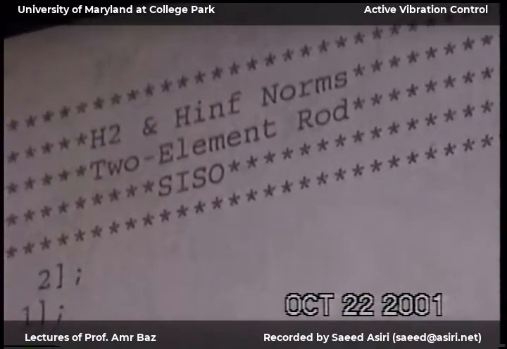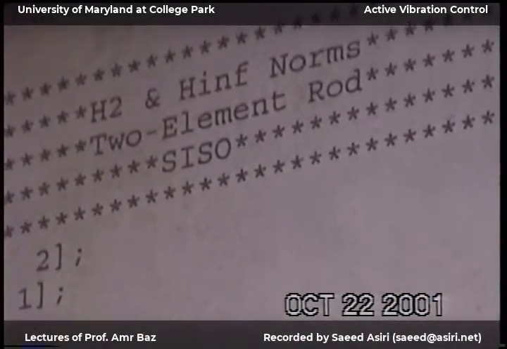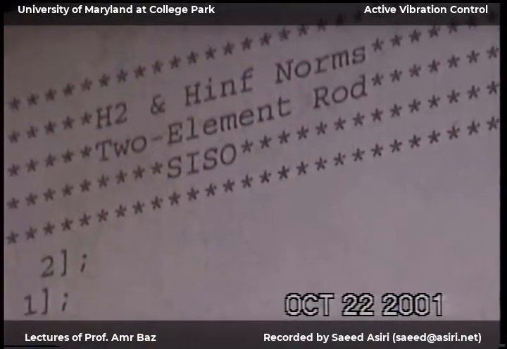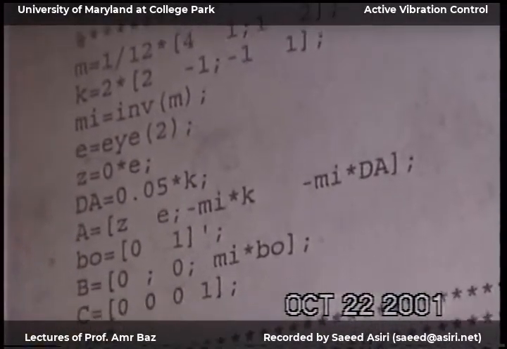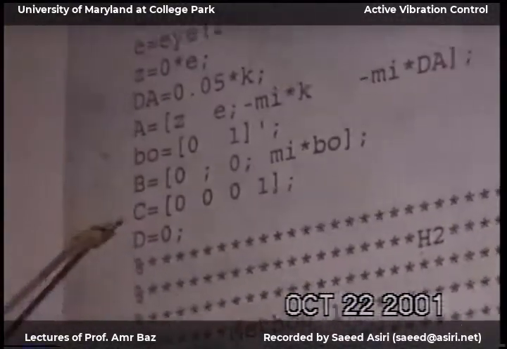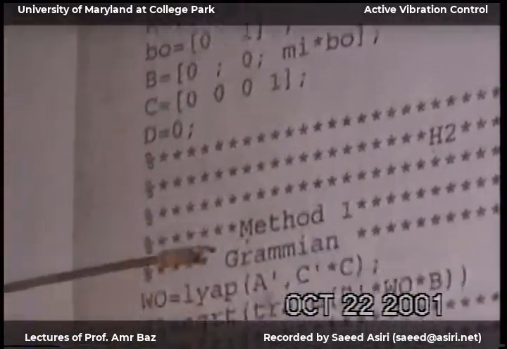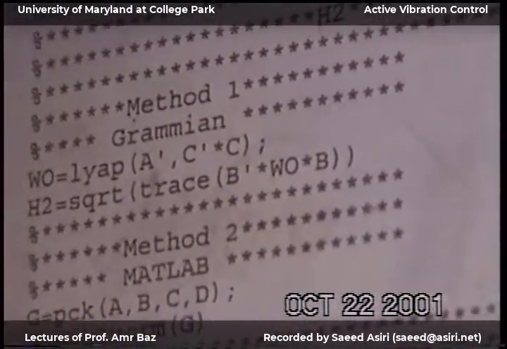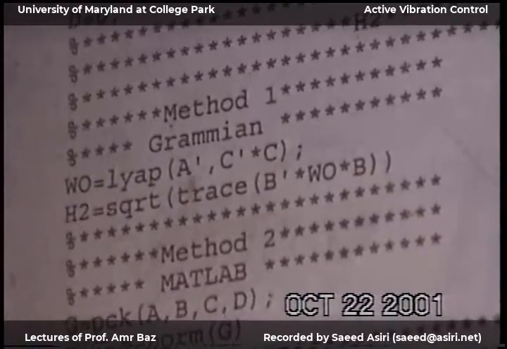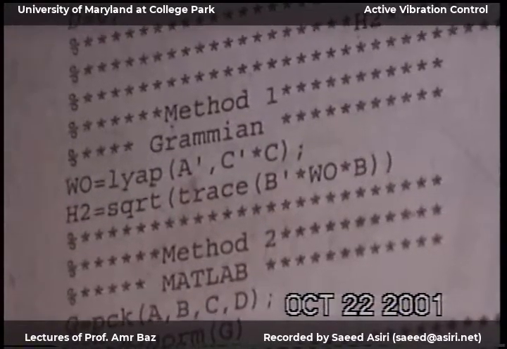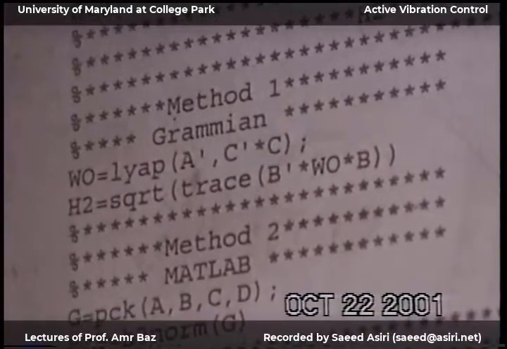In this handout, I have a two element rod that I represent in two finite elements. Anyway, I have the mass and the stiffness matrix. I can assemble them and calculate the A matrix, the B matrix, the C matrix, and the D matrix. Okay? So now I have from the finite element, I can describe all these parameters, A, B, C, and D. Now I go and I want to calculate the H2 norm. The calculation, we can use this approach, use the Lyapunov command, and then the calculation of the trace component.